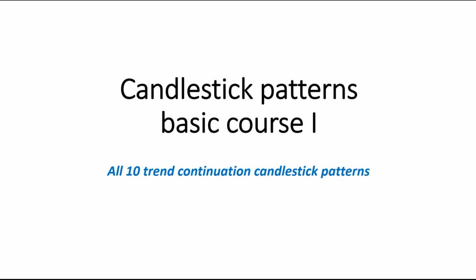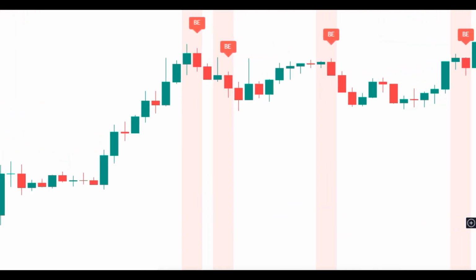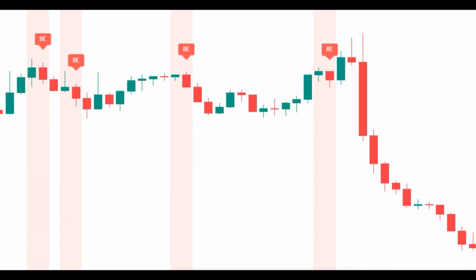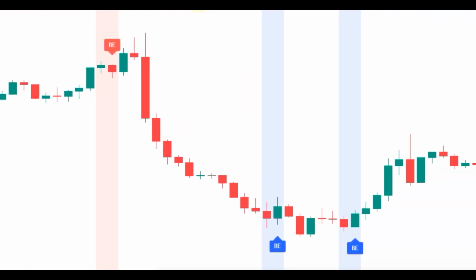In this basic candlestick patterns course, you will get to know all trend continuation candlestick patterns and what amazingly effective tool they can be used as in your trading. In parts 2 and 3, you will learn all about bearish reversal candlestick patterns and all bullish reversal candlestick patterns.